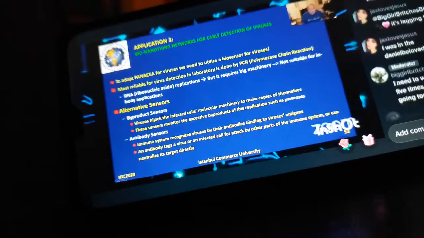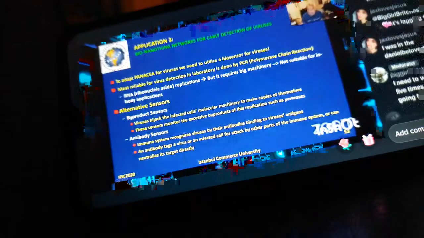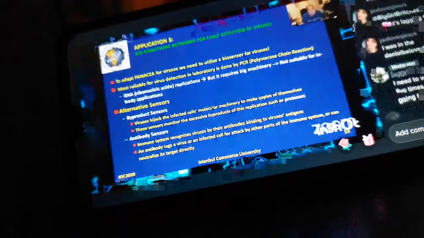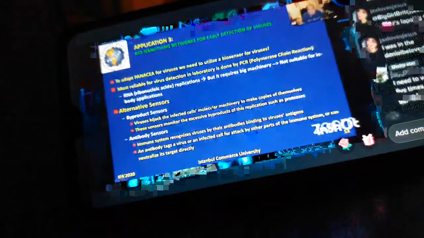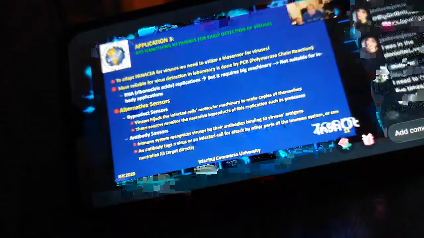The most reliable virus detection in the laboratory is done by the PCR process, polymerase chain reaction. So there are these biosensors. This is a huge area: antigens, and then an antibody tags a virus or an infected cell for attack by other parts of the immune system, or can neutralize its target directly. So these are the two sensors we have in mind to design, or maybe off-the-shelf existing ones. So we see that COVID-19 has all these challenges.